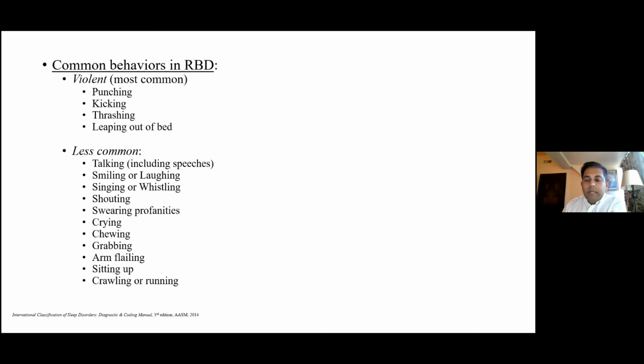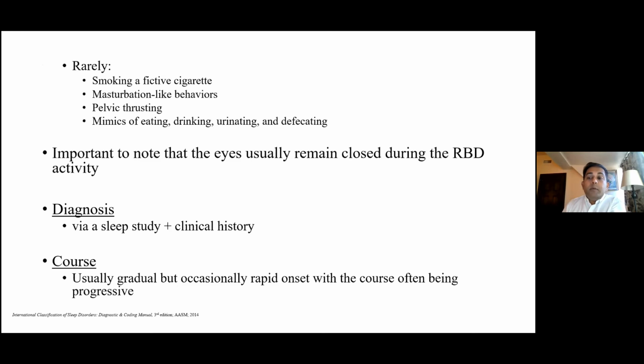Also, other behaviors can be smiling or laughing, singing or whistling, shouting, swearing profanities, crying, chewing, grabbing, arm flailing, sitting up, crawling or running. And rarely it could be smoking a fictive cigarette, masturbation-like behaviors, pelvic thrusting, then even mimics of eating, drinking, urinating, even defecating. And I've honestly, in the last 10, 11 years, I've had patients report pretty much every one of these behaviors.